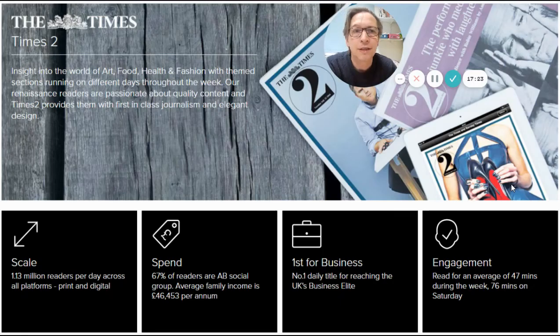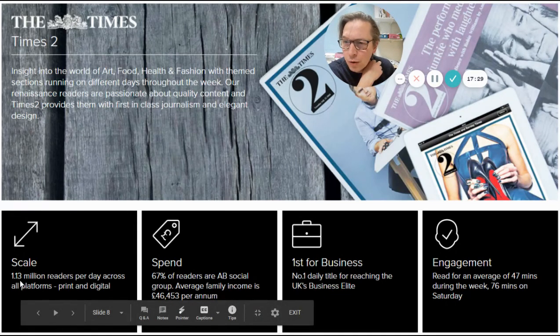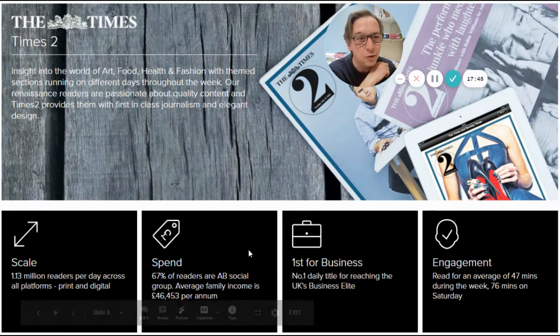Okay. So this is the Times 2 website. You can see here that they have 1.13 million readers a day across all platforms, print and digital. 67% of readers are AB social group. Okay, so they're quite high earning. Their average income is £46,500 a year. Okay, so not bad at all.